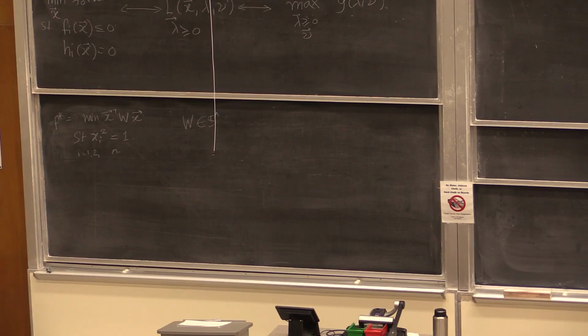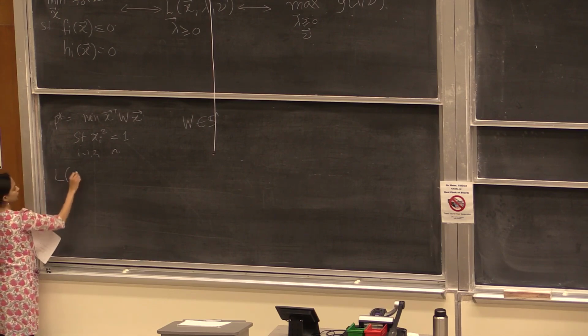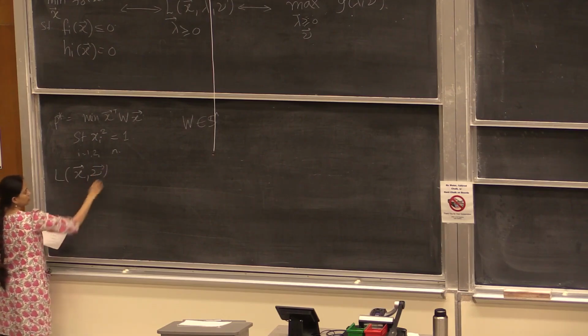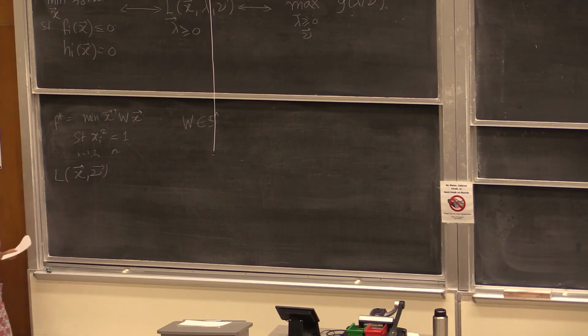So when we solve this, do we have any inequality constraints here? So what is our Lagrangian going to look like? It's going to look like L of x comma nu, right? There is no lambda term here because there are no inequality constraints.